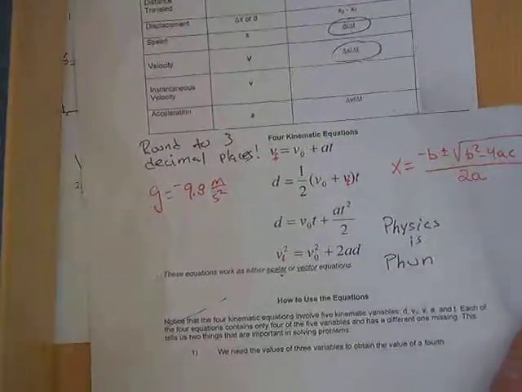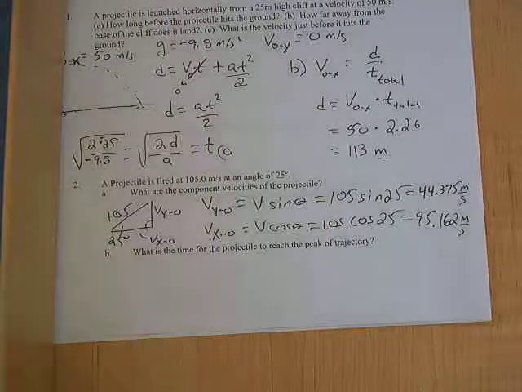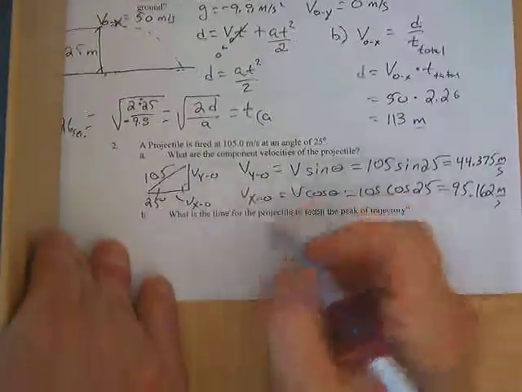Question on why that equation? Just go ahead, Bree. Because it's going to the peak. What is the vertical component of velocity at peak? For that instant, it's 0.